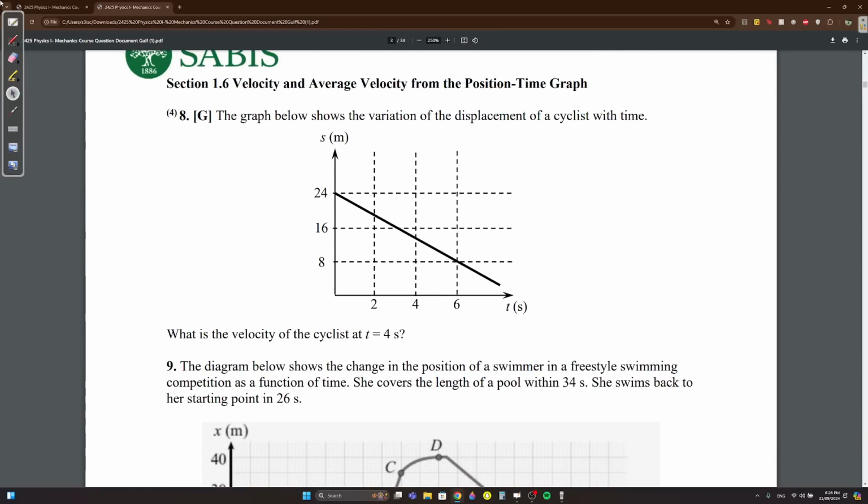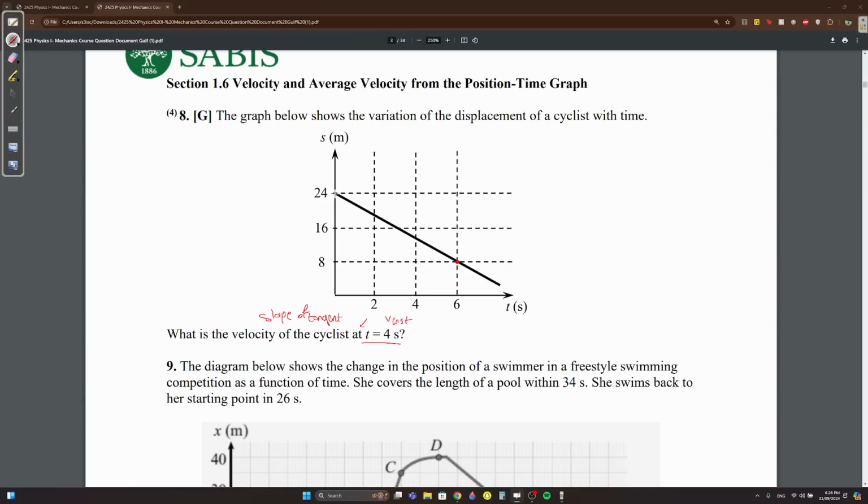I solved this before in term 1, week 4 mechanics. What is the velocity of the cyclist at t equals 4 seconds? Of course, they want it at a certain instant, so they want instantaneous velocity, right? And when you want anything instantaneous, it's the slope of the tangent. This is a straight line. The tangent to a straight line is the line itself. So in this case, we just take the slope of this line.